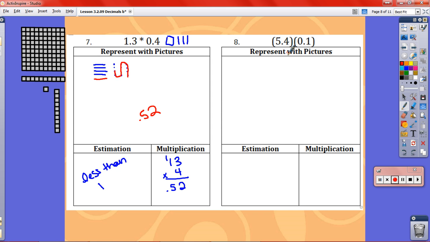You would do the same thing here. This would look like 5, 4, 5, and 4 tenths, but we're only getting 1/10 of that, so it would be 1, 2, 3, 4, 5, and 1, 2, 3, 4 dots.